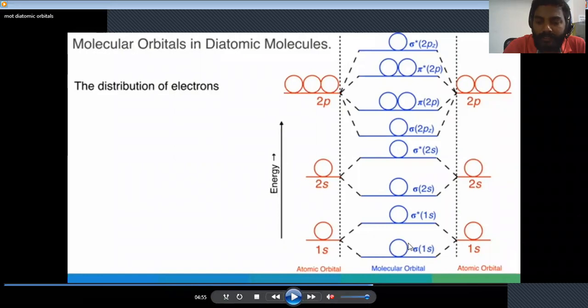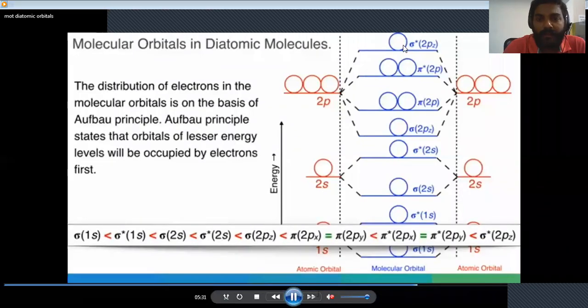Okay, now the splitting: this is the bonding, this is the bonding. First one electron from here, one electron from here. Now we can see how the electrons split. This is the electronic configuration in order of increasing energy: σ1s less than σ*1s, less than σ2s, less than σ*2s, less than σ2pz.